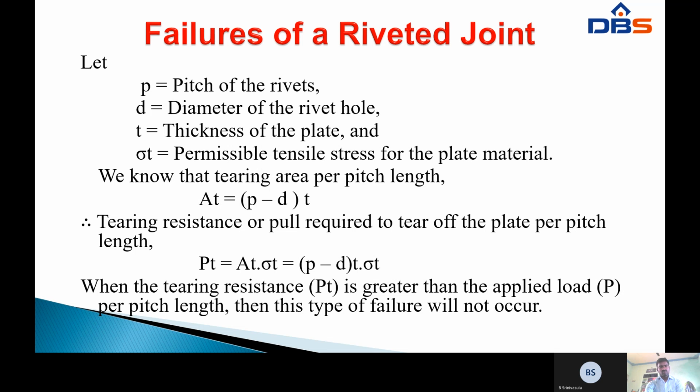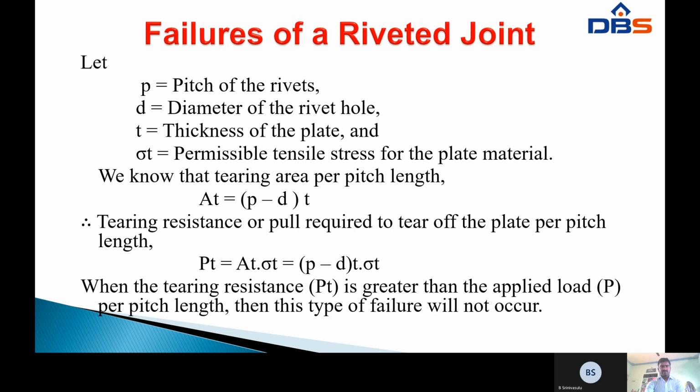Tearing resistance, or pull required to tear off the plate per pitch length, Pt, equals At into sigma t, equals (p minus d) into t into sigma t. When the tearing resistance Pt is greater than the applied load P per pitch length, this type of failure will not occur.